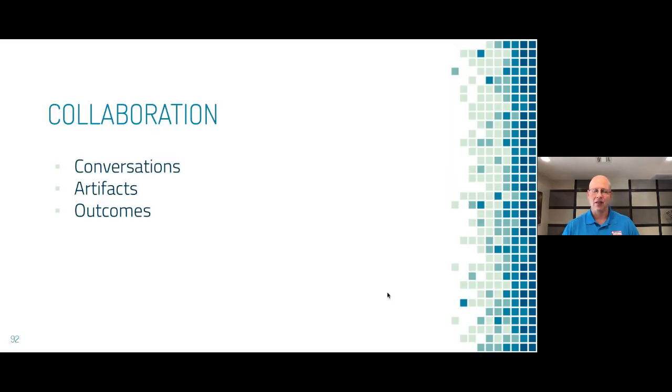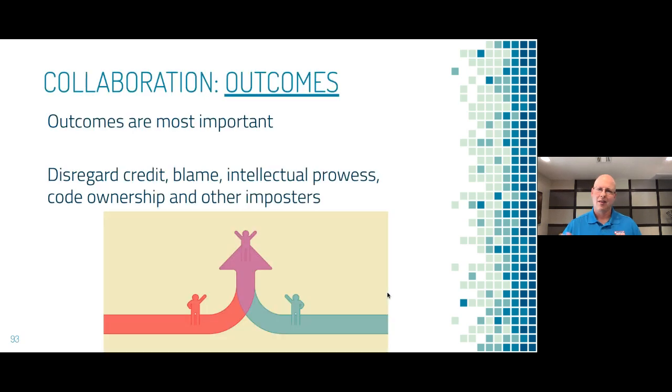Next, with collaboration, outcomes. Probably pretty obvious, but the outcomes are most important. Again, we're talking about working software here. Disregard credit, blame, intellectual prowess, code ownership, and other imposters. And just as an individual, focus on delivering the outcomes for the client. Get the software working, make sure everything's readable. Those are the things to focus on.